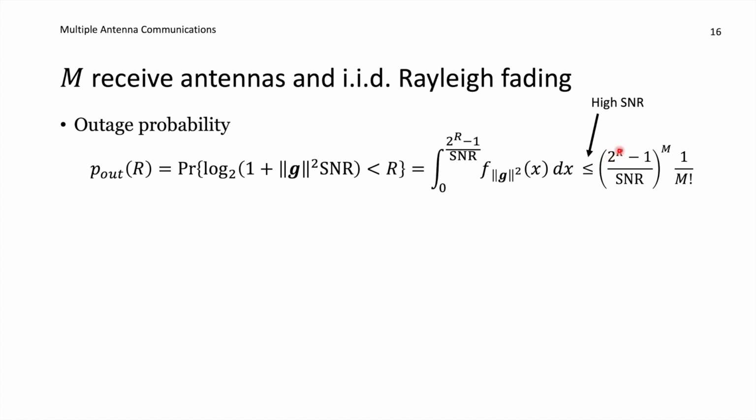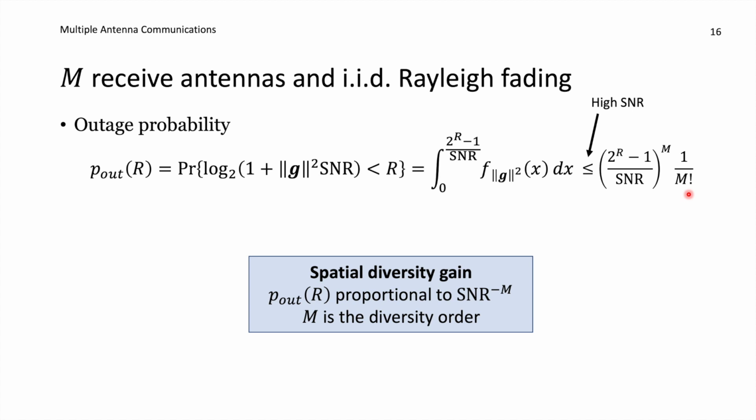We have (2^r minus 1) divided by SNR, the upper bound here, to the power of M, the number of antennas, and multiplied with 1 divided by M factorial. If you put in M equal to 1 here, we actually get the same value as we had before with one receive antenna. So what we called an approximation in that analysis was actually a true upper bound on the outage probability. So what we can see here is that the outage probability when we have M antennas is proportional to the SNR to the power of minus M, or inversely proportional to SNR to the power of M. We call this factor M the diversity order.